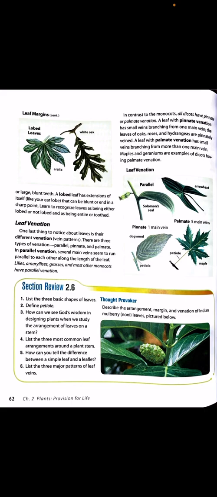A leaf with pinnate venation has small veins branching from one main vein. The leaves of oaks, roses, and hydrangeas are pinnately veined. A leaf with palmate venation has small veins branching from more than one main vein. Maples and geraniums are examples of dicots having palmate venation.